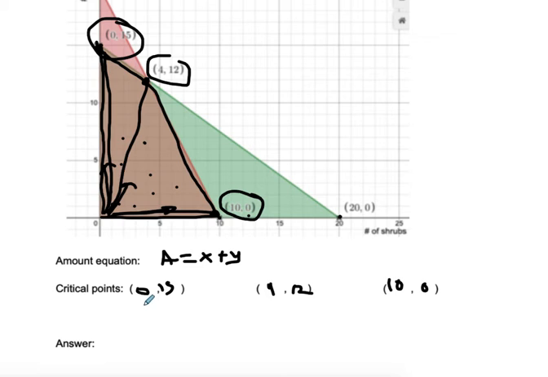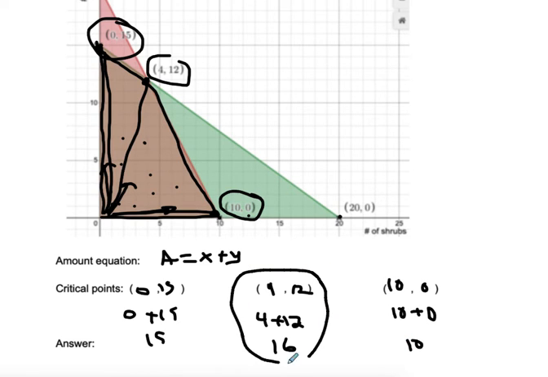Now for the amount equation, you're just adding these all up. So if you take 0 plus 15, you're going to get 15 of those plants home. Here, if you add 4 plus 12, you're going to get 16. And here, if you just add 10 and 0, you're going to get 10. So clearly the one that will give you the most amount of plants home is going to be that middle point right there at (4, 12).